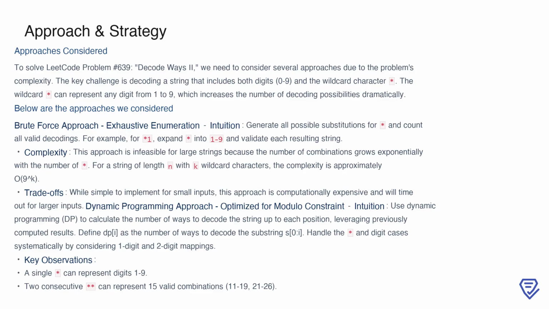Another approach is dynamic programming, which optimizes the solution by using previously computed results to decode the string systematically. Here, we define dp[i] as the number of ways to decode the substring up to position i. Using this method, we handle single asterisk characters as digits 1 through 9 and account for multi-character combinations like asterisk asterisk, which represent 15 valid mappings, such as 11-19 and 21-26. This systematic handling of cases makes the approach far more efficient than brute force.